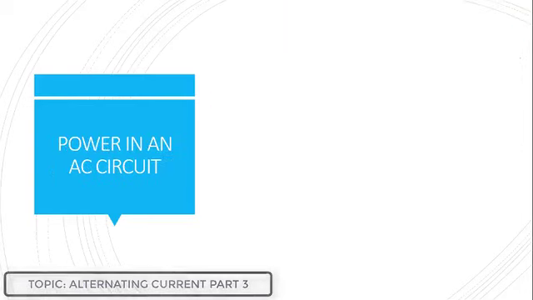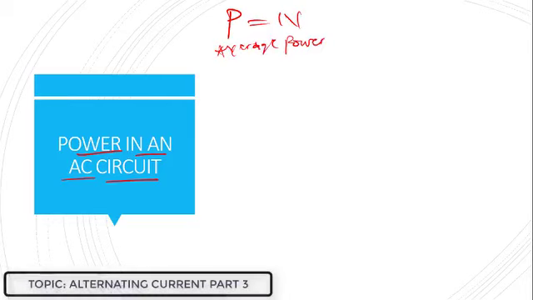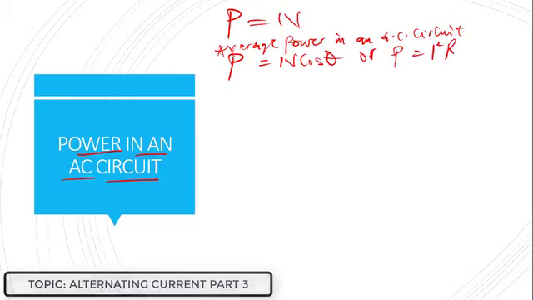At this point, let us talk about the power in an AC circuit. Now, when we talk about power in an AC circuit, of course, remember that from the power equation we have P equal to IV. Now, the average power in an AC circuit, P, is equal to IV cos theta. Cos theta is there because an angle is involved. You can also say P equal to I squared R.